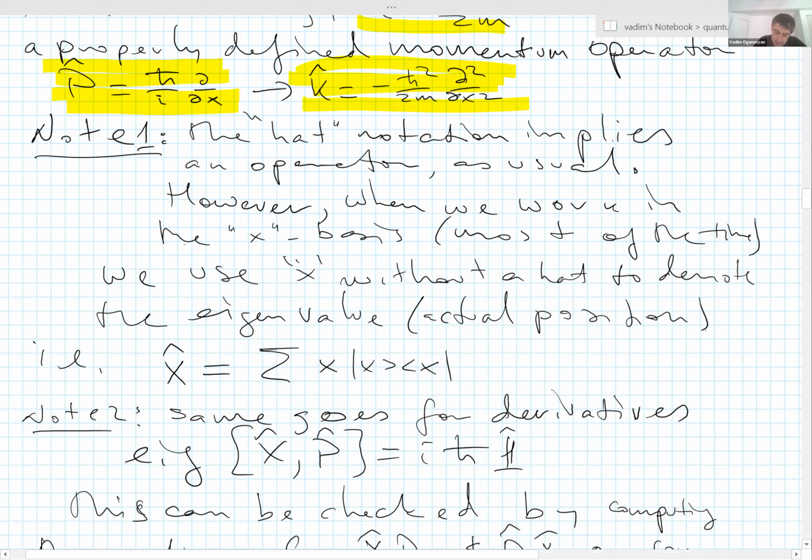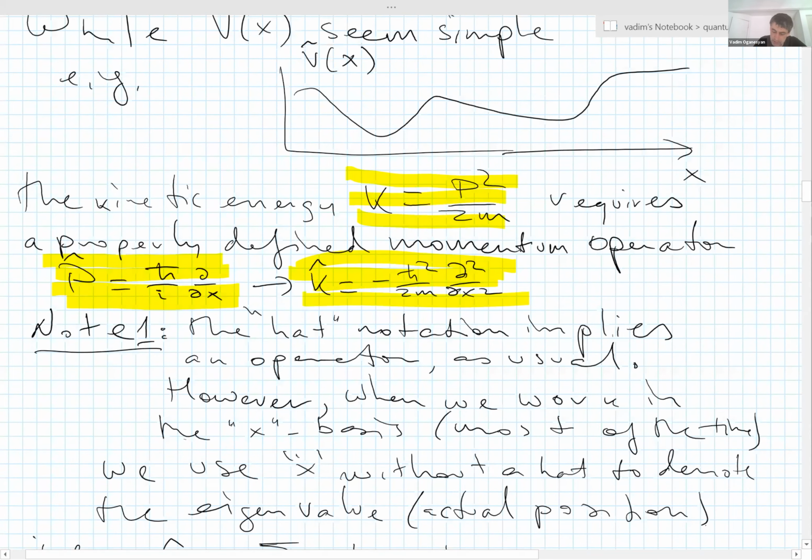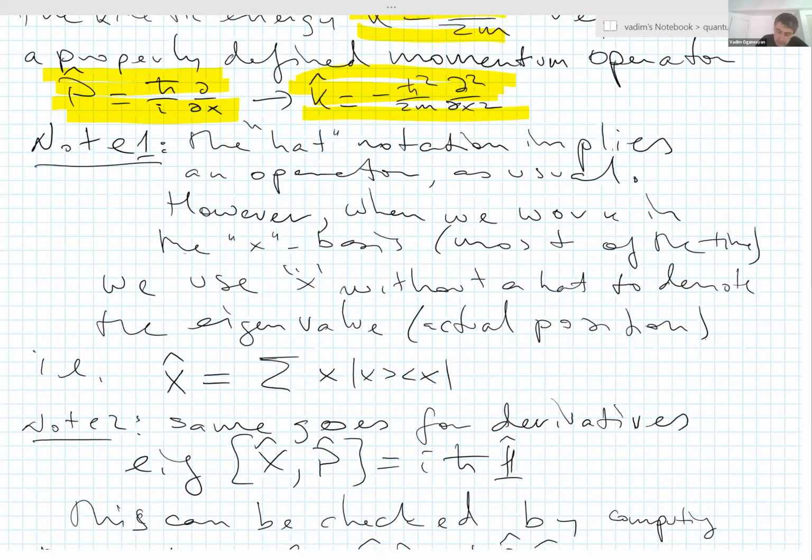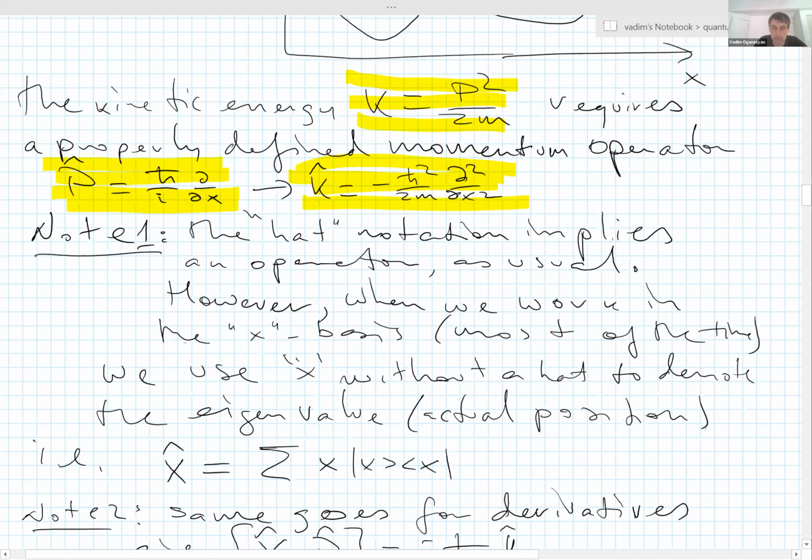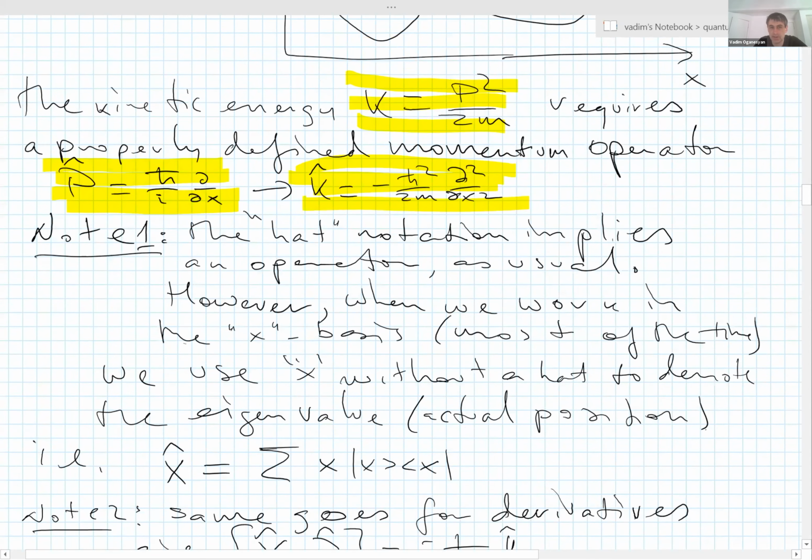So just to remind you that in quantum mechanics, we use the hat notation to remind ourselves that these are operators or matrices. I don't want to say in disguise, but in some sense, an operator is a matrix when you're thinking of finite dimensional spaces. But the notion of operator is a more general notion.